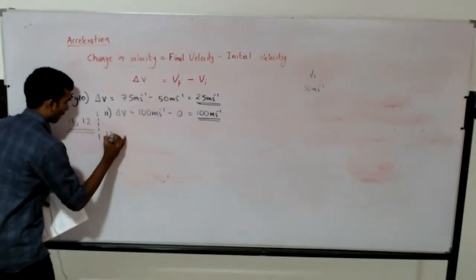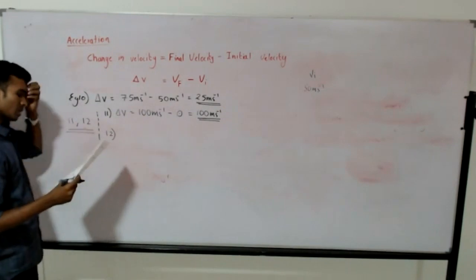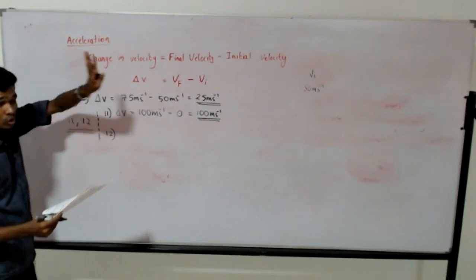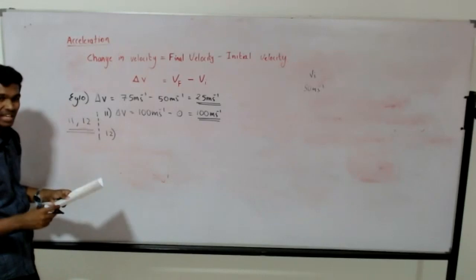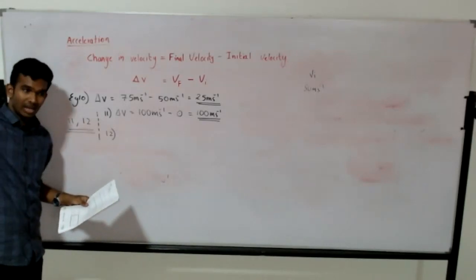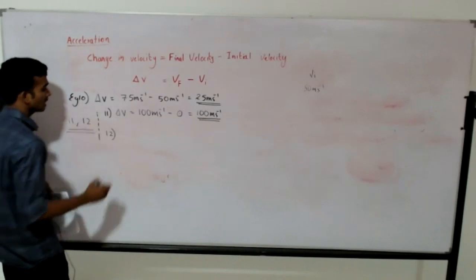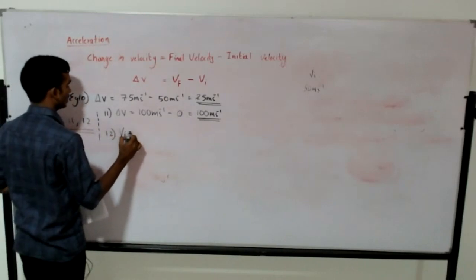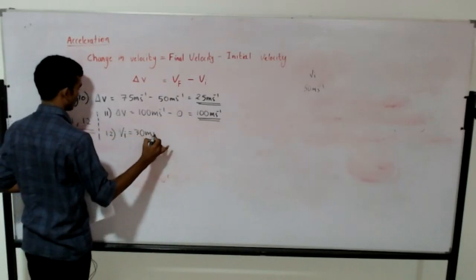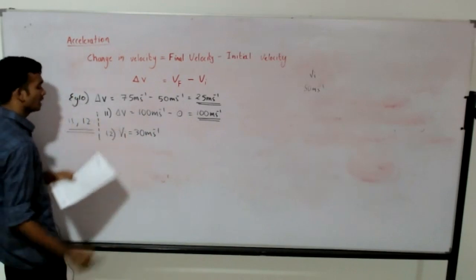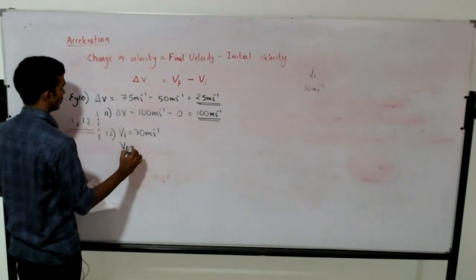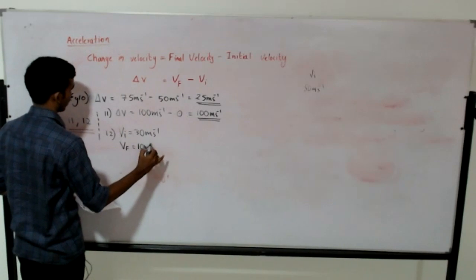Question number 12 is different. An athlete slows down. Slows down means he was going faster and he is going to become slower. From 30, that means the initial velocity is 30 ms to the power minus 1. To 10, then the final velocity is 10 ms to the power minus 1.